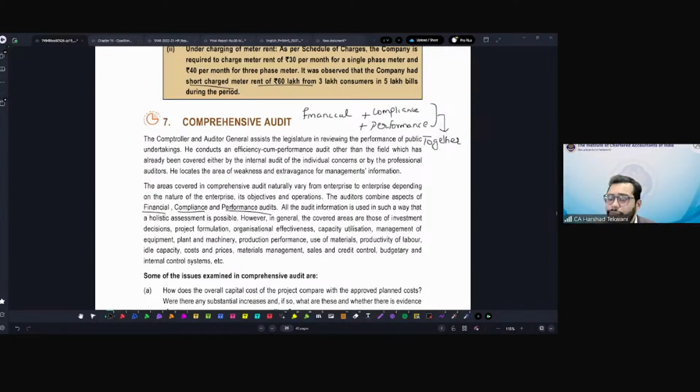Yes or no? Any doubt? Any doubt till now? With respect to comprehensive audit, performance audit, compliance audit, or financial audit, any doubt?